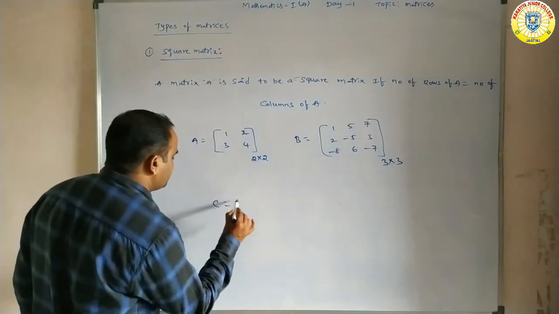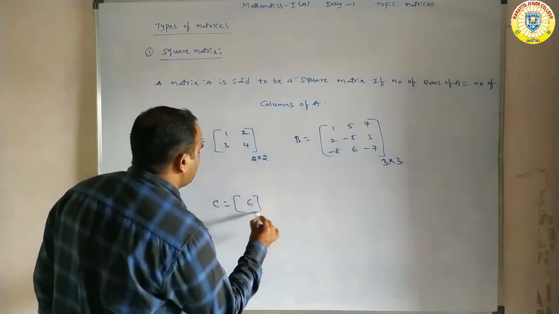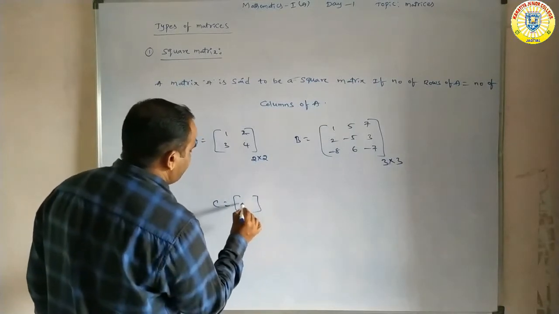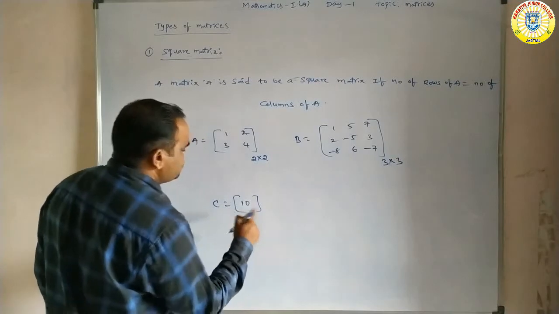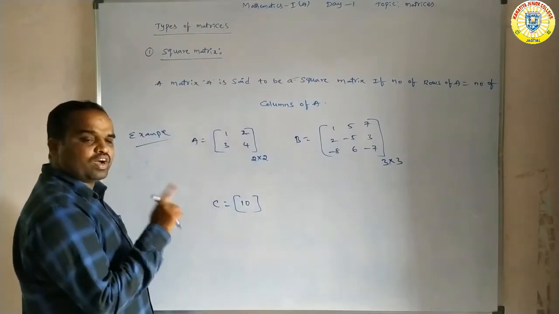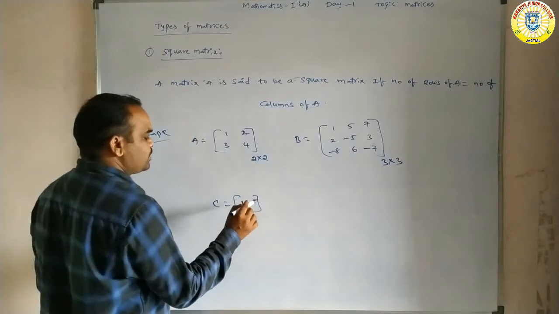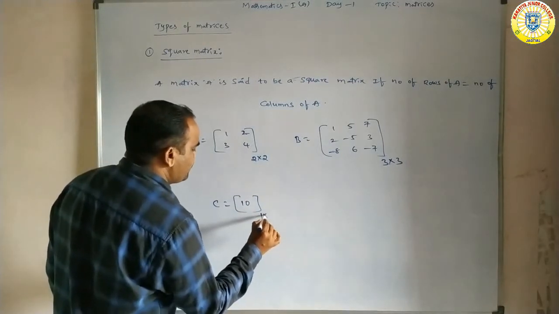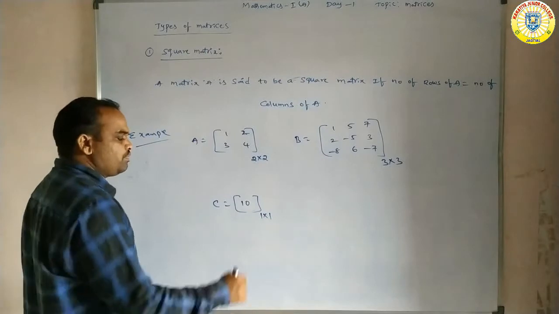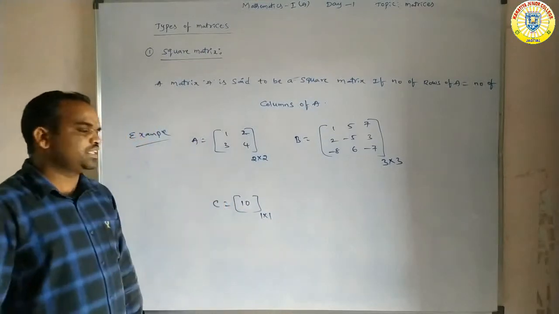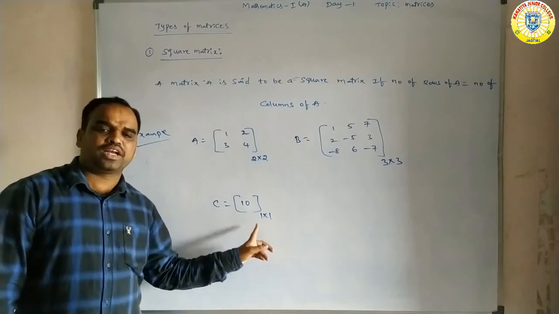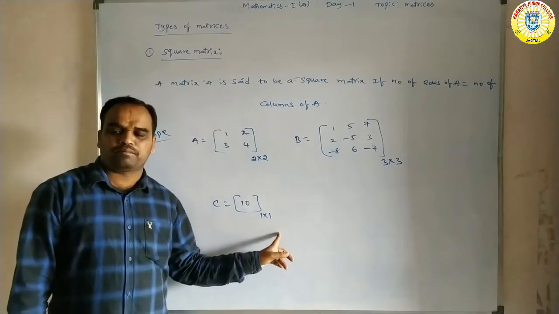Here suppose we write C is equal to only a single element, 10. It can be any element, not only 6. There is only one element, and that element is 10. So how many rows are there? 1 row. How many columns? 1 column. This is also a single-element matrix. C is also a square matrix, but what is the order of this matrix? 1 cross 1.